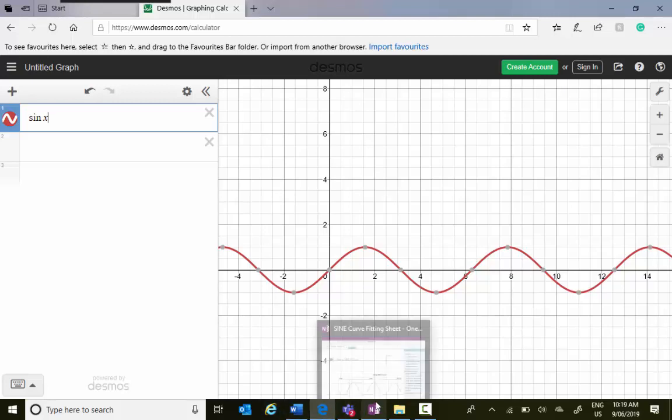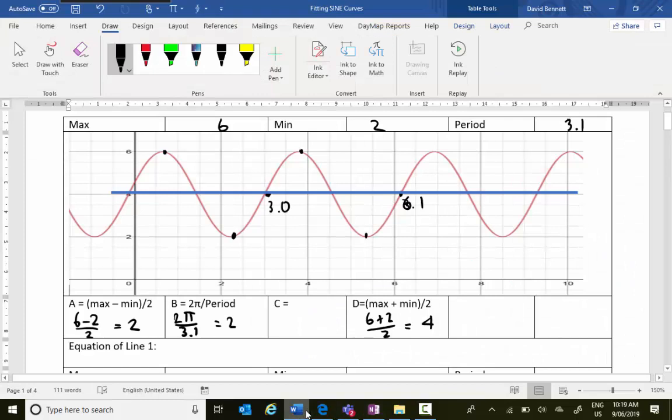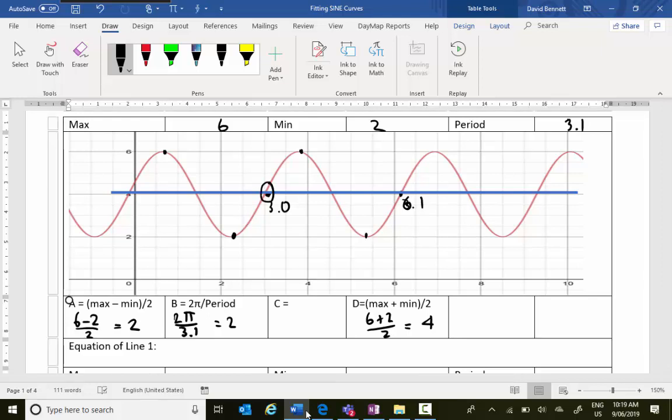So what we have to do is go to the part on our curve where it starts going upwards. If we circle that point there, going across, it starts going upwards there. So what's happened is it's been moved this way 3.0. Does that make sense? Therefore my C value is simply 3.